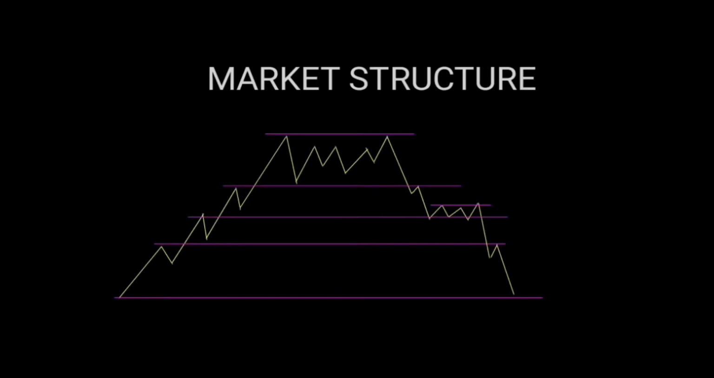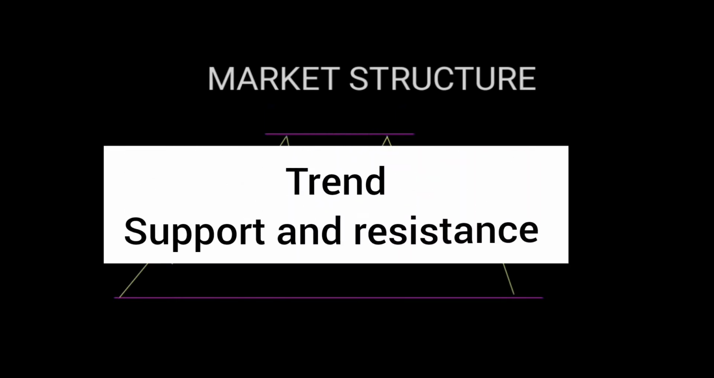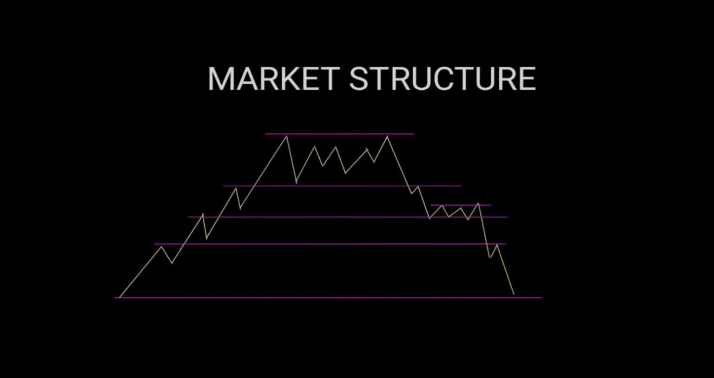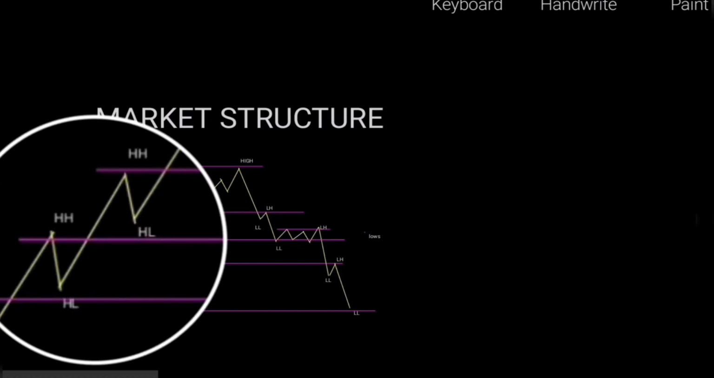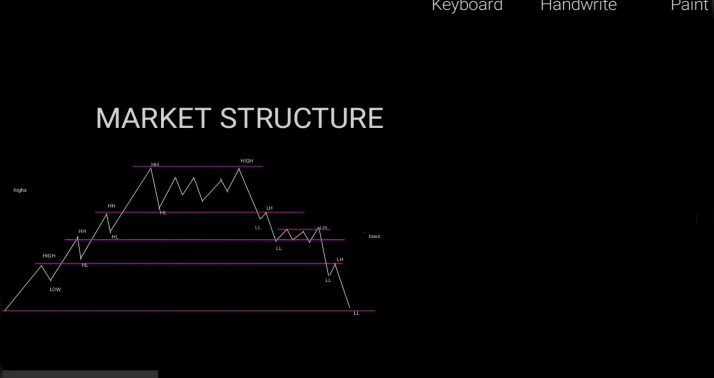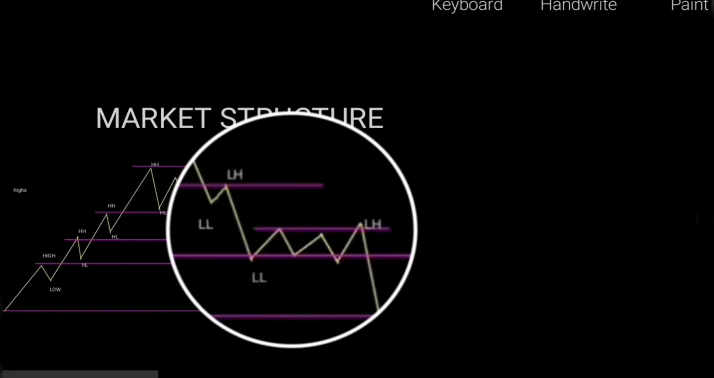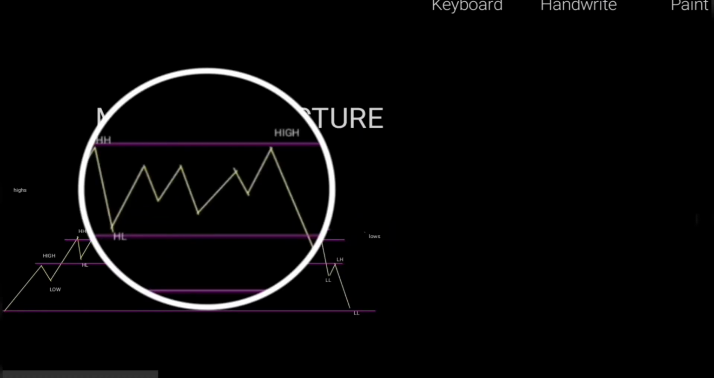According to the market structure theory, any market would contain these two things: one is trend and the second one is support and resistance. Here, any market would contain these three things: uptrend, consolidation and a downtrend. These are the main three things. In an uptrend, the highs will always be higher than the previous high, and in a downtrend, the current low will always be lower than the previous low. And in consolidation, the price moves within a range.